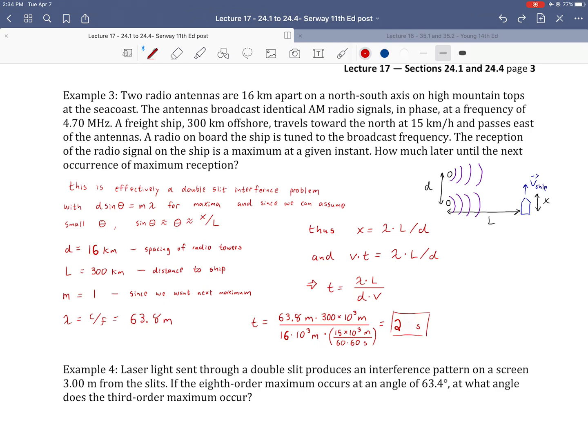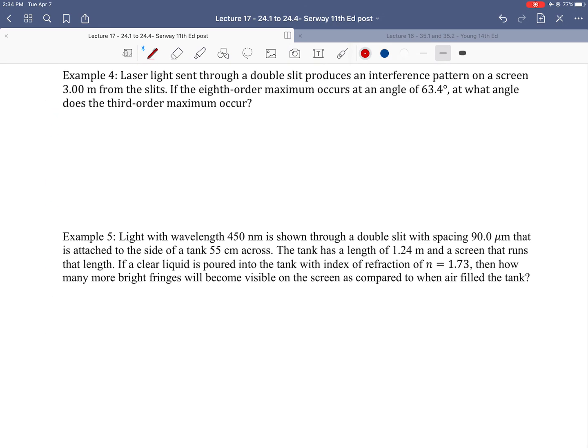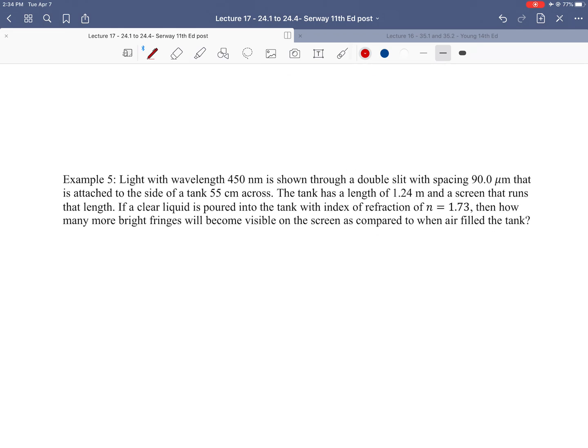287 seconds. Technically I was only working with 2 sig figs, so let's make it 290 seconds. There we go. Looks good. All right, so hopefully that makes sense. Basically the idea there is that we can do everything with visible light that we do with radio waves as well.